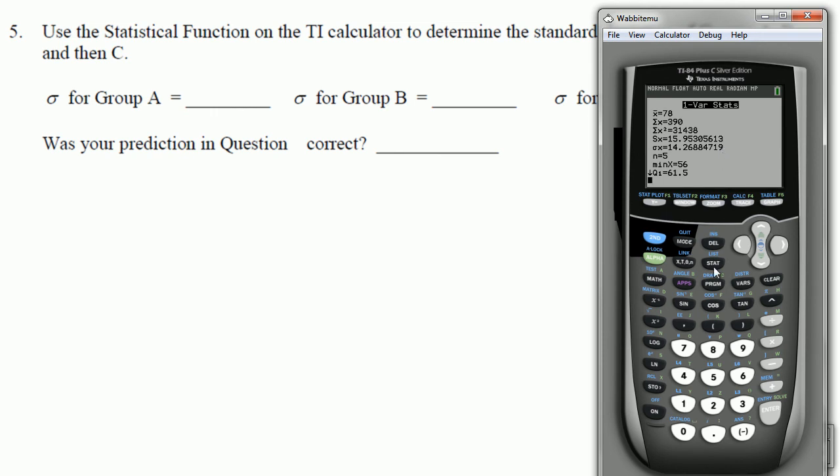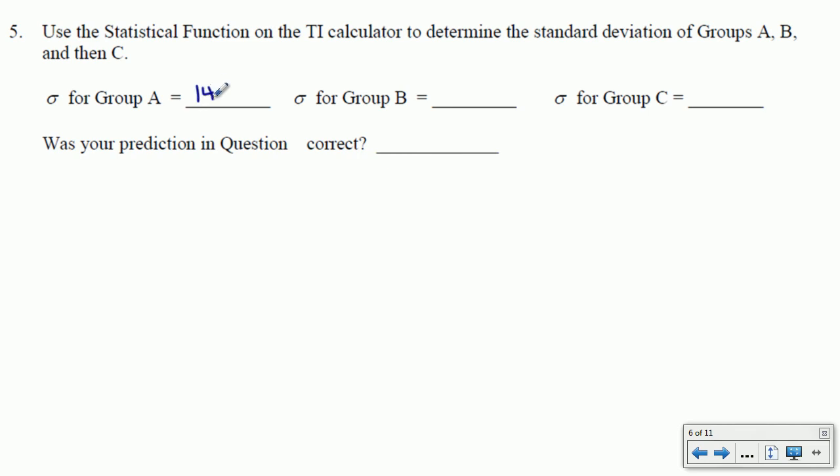And the statistics for group B, we're going to go stat, calc. This time we're going to select L2 because that's where I put group B. And the standard deviation is 3.4, which is also consistent with our earlier result. And now for group C, stat, calc. This time we're going to select L3, so we go second 3, calculate, and the standard deviation is 1.09. So we had 14.26 for A, 3.4 for B, and 1.1 for C. Was your prediction in the question correct? Yes. So now we're going to move on and do a few more examples with standard deviation.